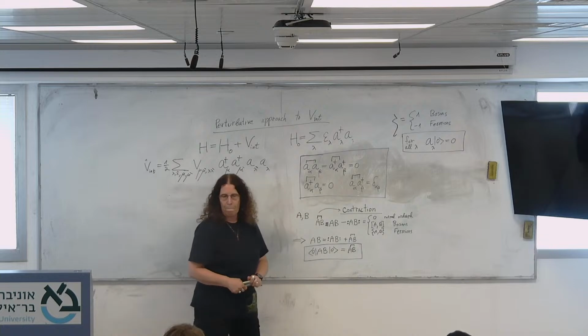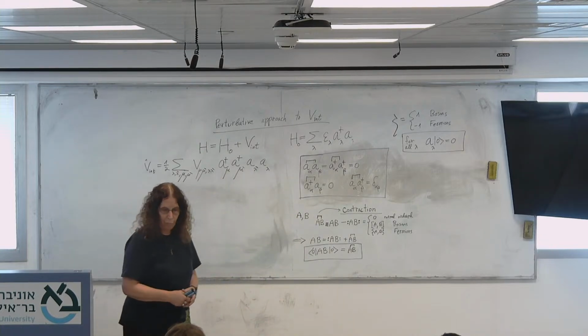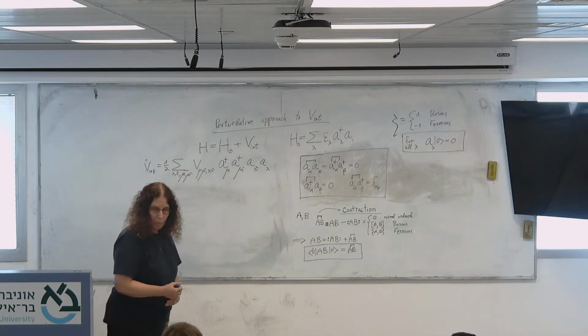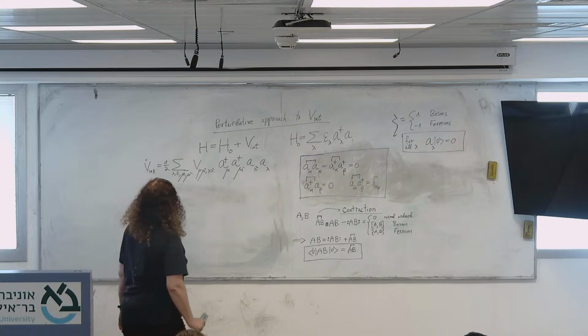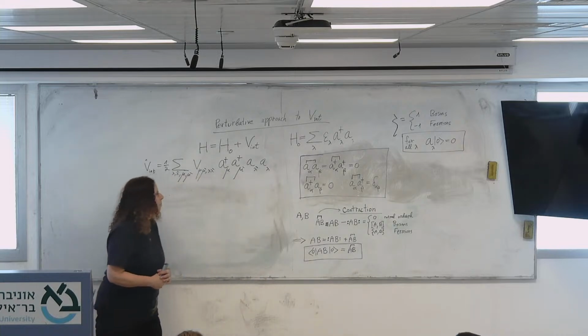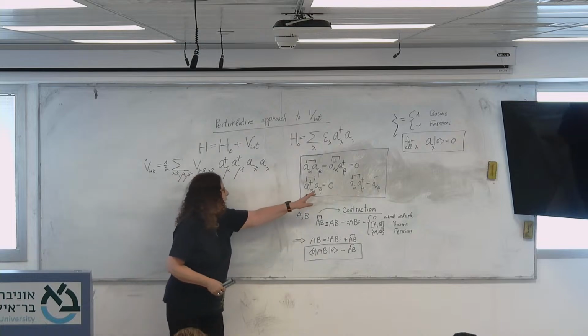Yes? This delta alpha beta can be equal to 1 or minus 1? Or no, it can be equal to 1 or 0. It's a Kronecker delta. Okay? Very good.